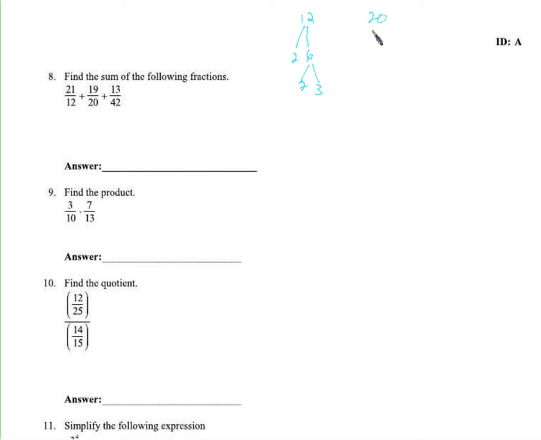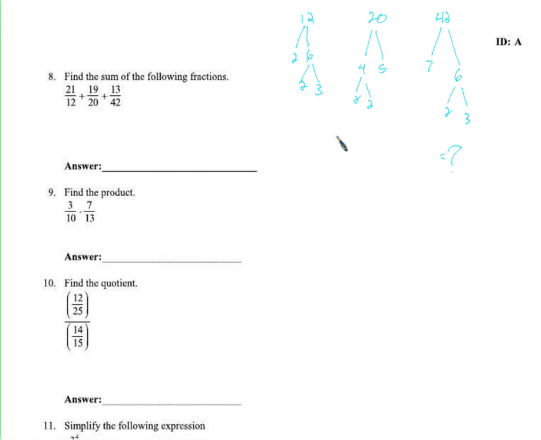20, what does it take to make a 20? A 4 and a 5. For the 4, it takes a couple of 2s, and I can't break those down anymore, okay? For a 42, it takes a 7 and a 6, and it takes a 2 and a 3 to make a 6. So I need a mystery number that 12 is a factor of, 20 is a factor of, and 42 is a factor of.